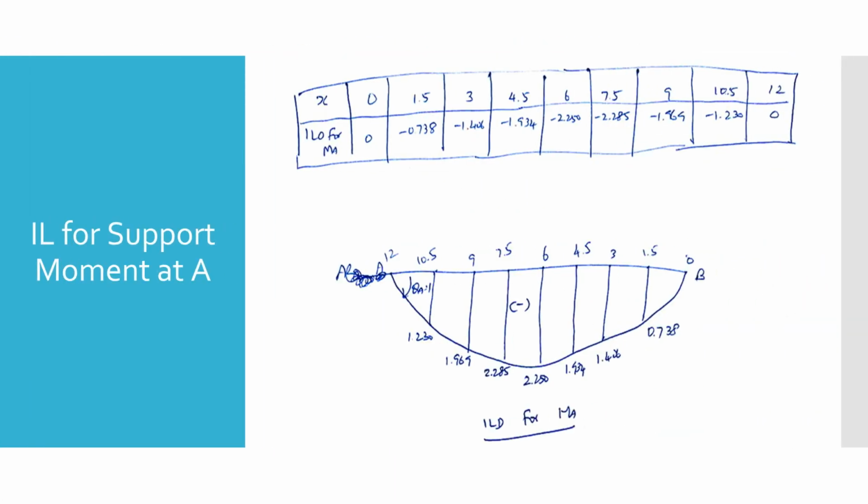Finally, we substitute our 1.5 meter intervals into our derived equation, moving from right to left. At support B, where x equals 0, the coordinate is 0. As we move across the span, the negative coordinates grow, reaching a peak negative value of -2.285 at 7.5 meters from support B, before returning to 0 at the fixed support A. Plotting these values gives us the complete influence line diagram for the support moment. This curve visually demonstrates exactly how a moving unit load affects the internal moment at support A.